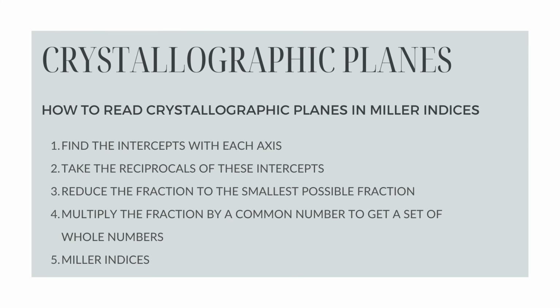So the last point I want to talk about in this presentation is how to read the crystallographic planes in Miller indices. So first you need to find the intercepts with each axis, and then you need to take the inverse of these numbers. And the third step is to reduce the fraction to the smallest possible fraction and multiply the fraction by a common number to get a set of whole numbers, and that can give you the Miller indices.